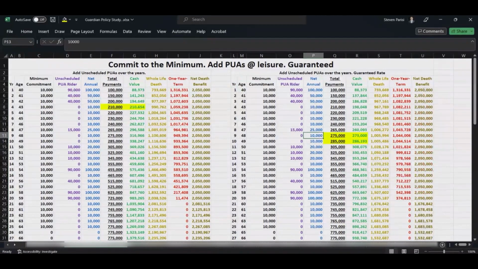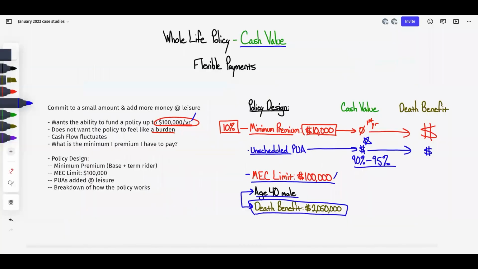But overall, this study is meant to demonstrate what a policy looks like or could potentially look like if you want to commit just to the minimum only and then add more funds at leisure. It's very common to see individuals do this, so the policy does not feel like a burden.